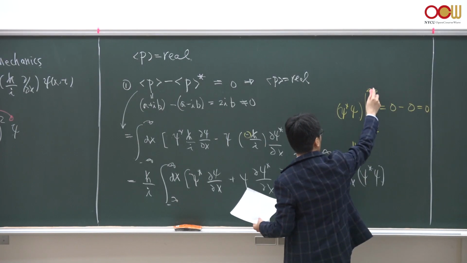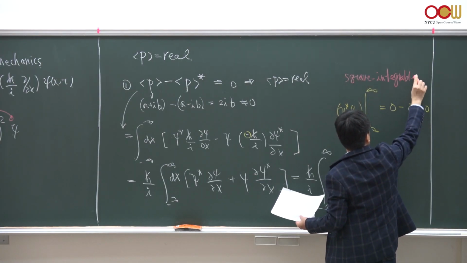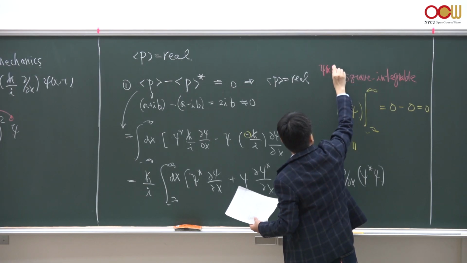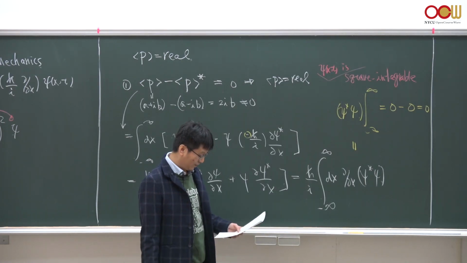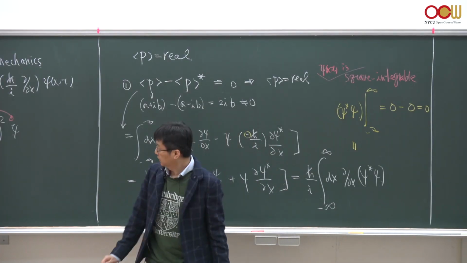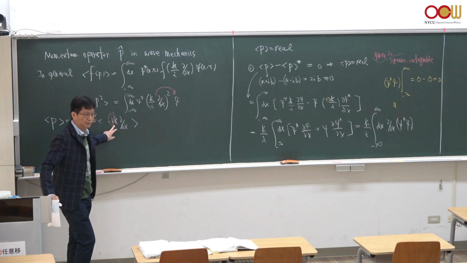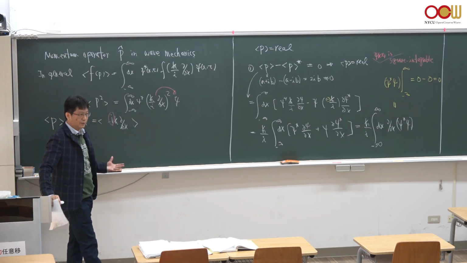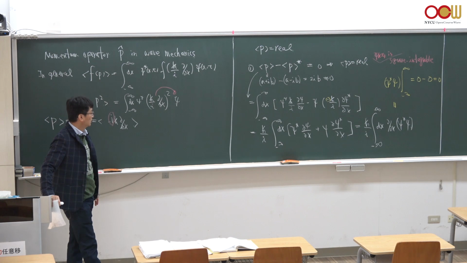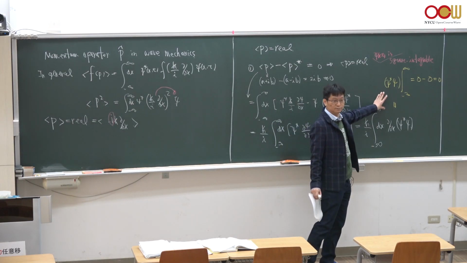And the reason why this vanishes is because psi is square integrable. Okay? So, a very beautiful check. We confirm that even though there seems to be an imaginary number appearing in the momentum operator, when we take the expectation value of the momentum operator, it certainly gives us a real number. It's not a complex number because the surface term certainly vanishes.